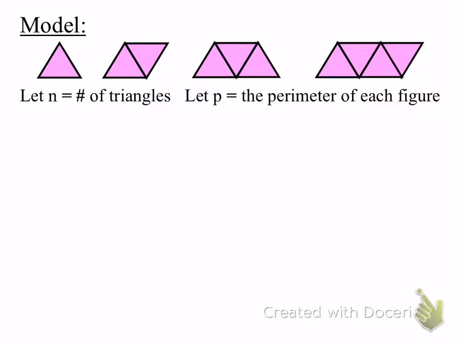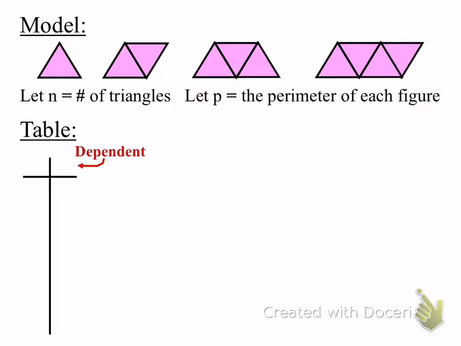So, I'm going to create an X and a Y. The depender is like my Y. I'm creating that XY table. But I'm going to put P where the Y is because she said the perimeter is the depender. And N is my independent.